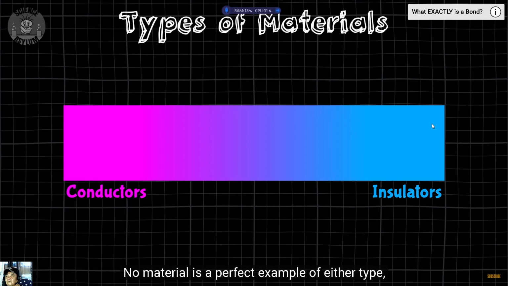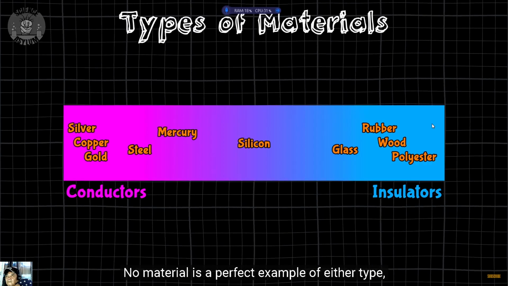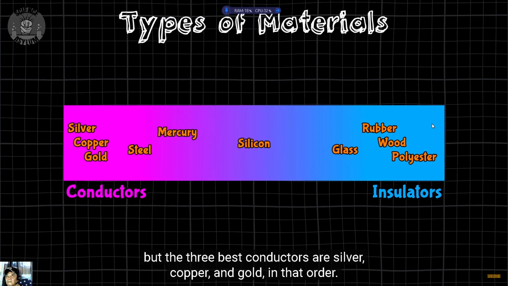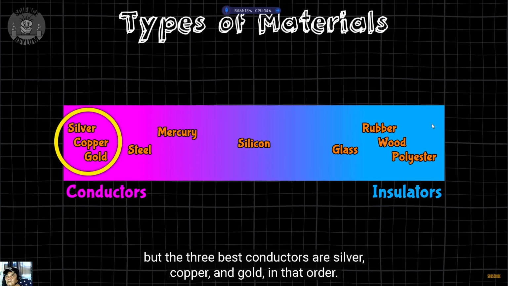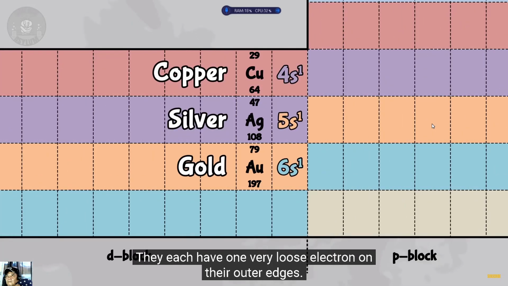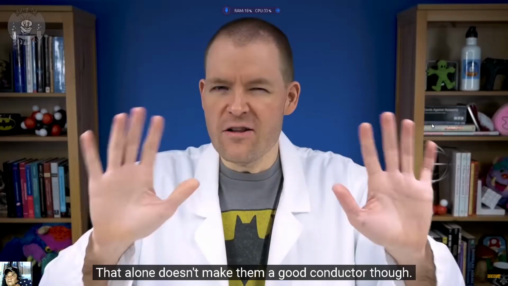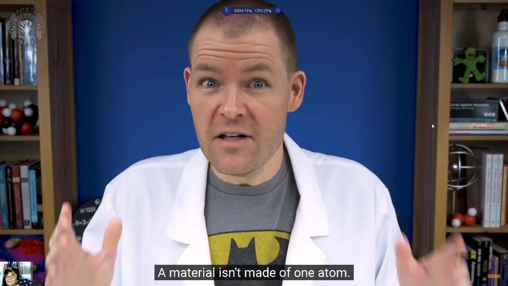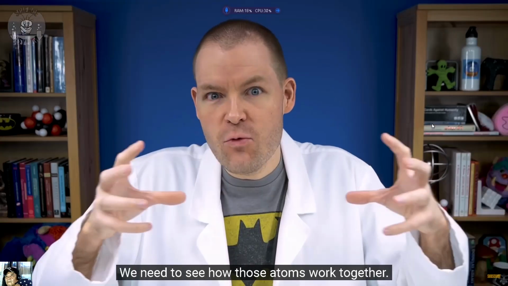No material is a perfect example of either type, but the 3 best conductors are silver, copper, and gold, in that order. It's no coincidence that those all fall in the same chemical group. They each have one very loose electron on their outer edges. That alone doesn't make them a good conductor though. A material isn't made of one atom, it's made of a bunch of them. We need to see how those atoms work together.